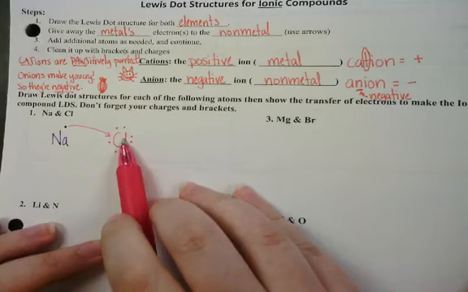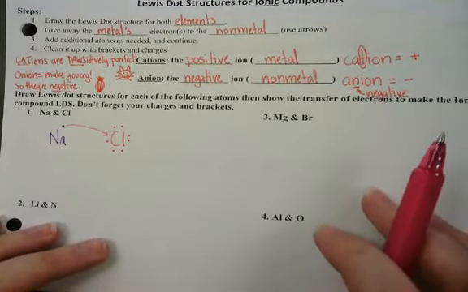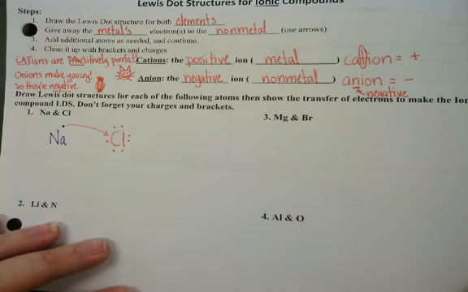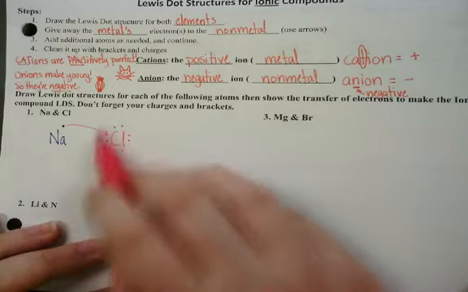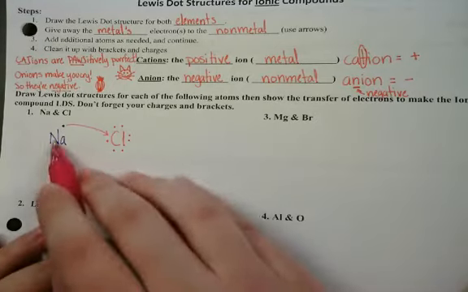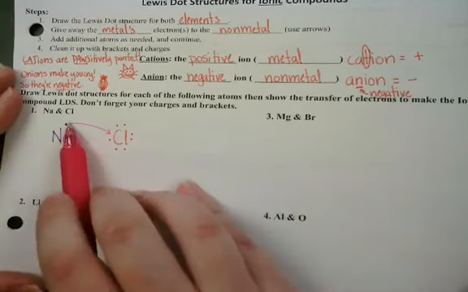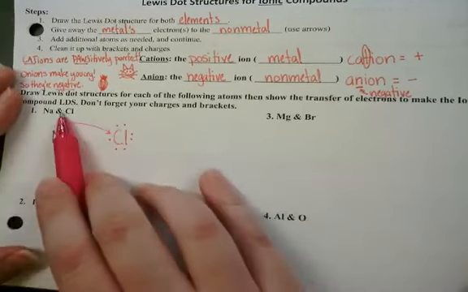Chlorine. It had 7. How many did it want? Yeah, it wants 8, so it wanted to gain 1. After it got it from the sodium, is it happy? Yes. So that just means that we need 1 of each. Okay? And this, however, is not your final answer.